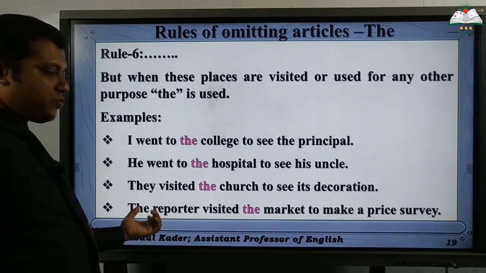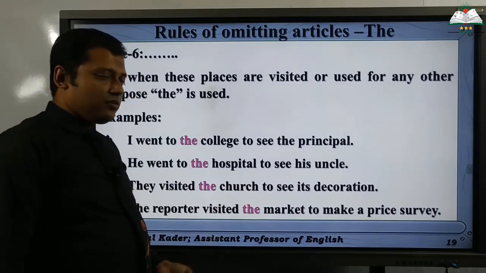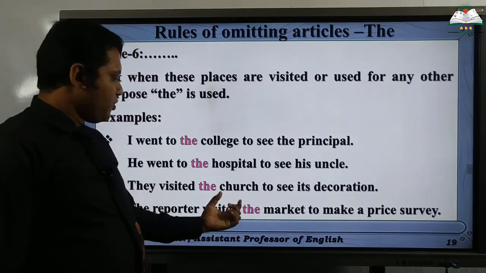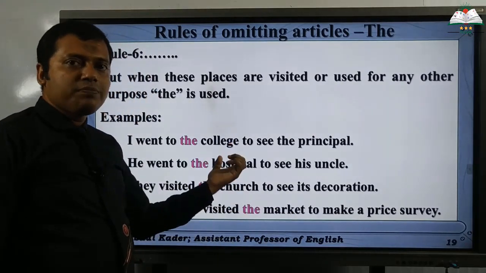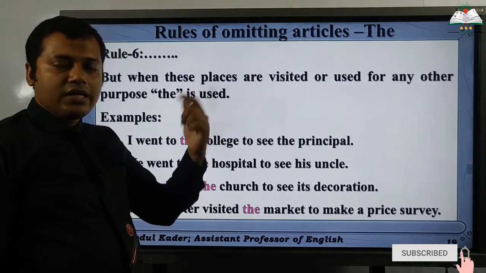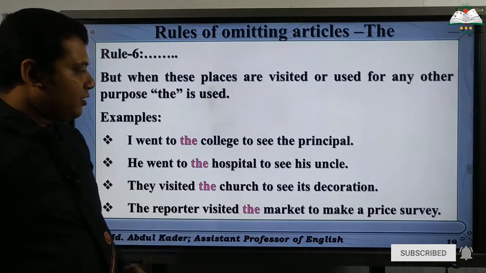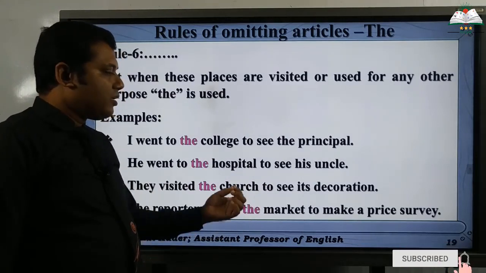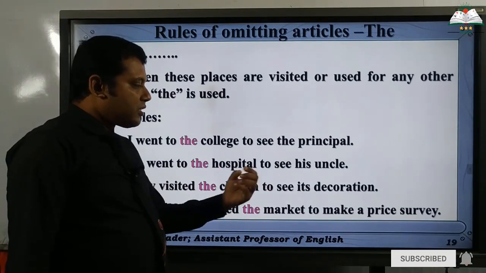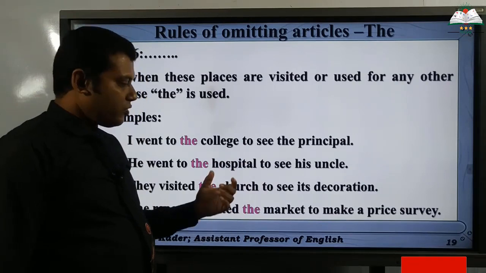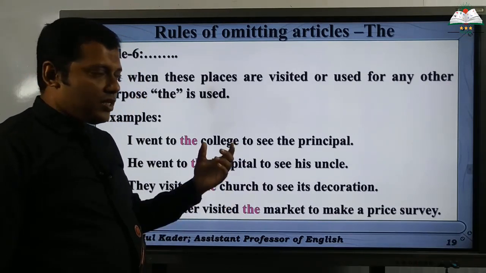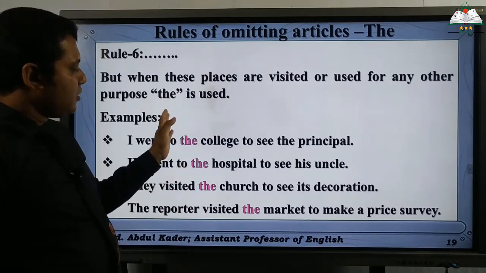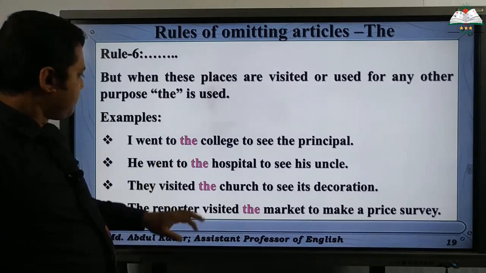And the last one, the reporter visited the market to make a price survey. So you know that the primary purpose of going to the market is either buying or selling something. But here the reporter visited the market in order to make a price survey. So this is not the primary purpose. These are secondary purposes. So in such cases, you can use the.